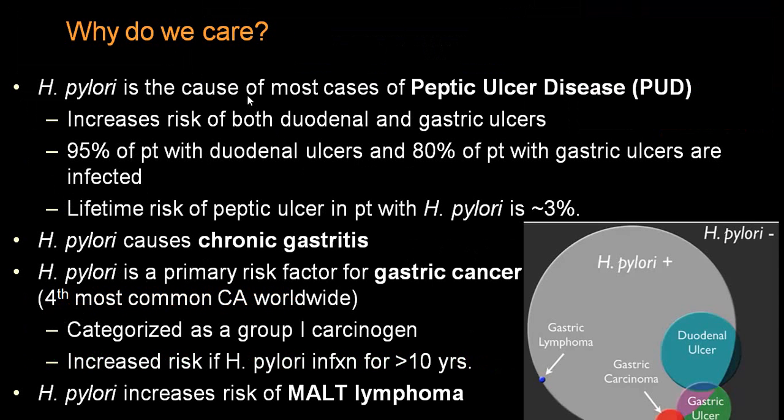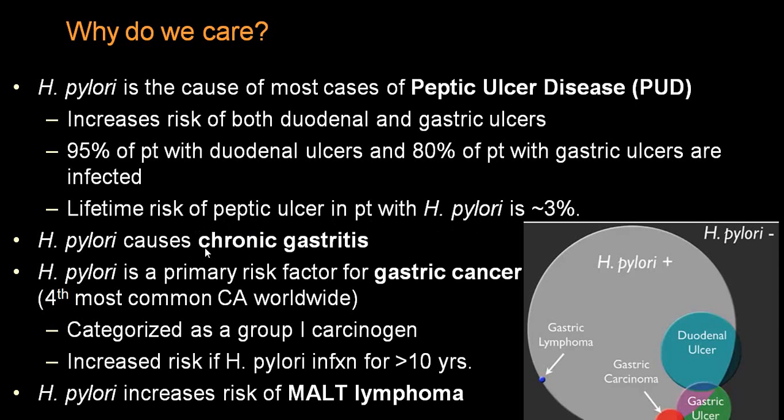H. pylori is the most common cause of peptic ulcer disease, which consists of both duodenal ulcer as well as gastric ulcer. In almost 95% of patients with duodenal ulcer, H. pylori is positive. In gastric ulcer, 80% of patients are H. pylori positive. And almost 3% of people have a lifetime risk of peptic ulcer because of H. pylori.